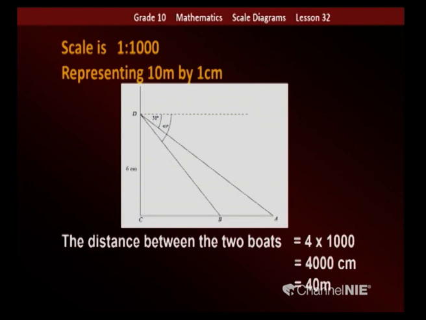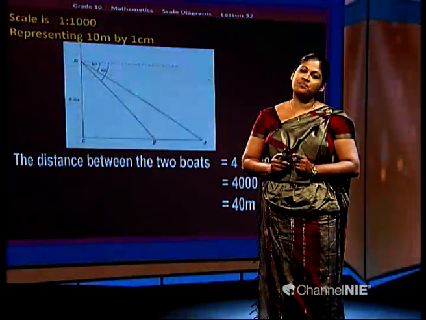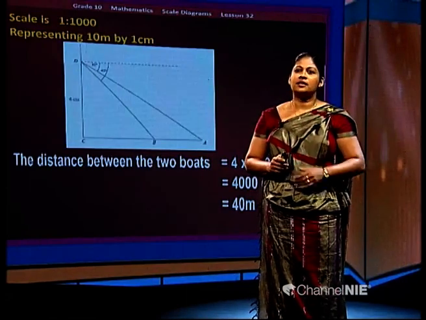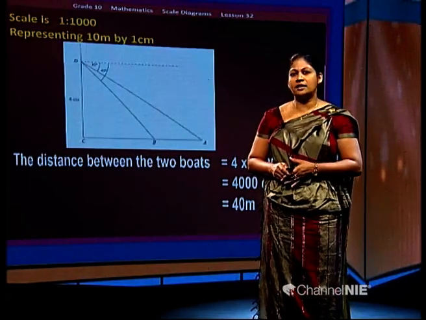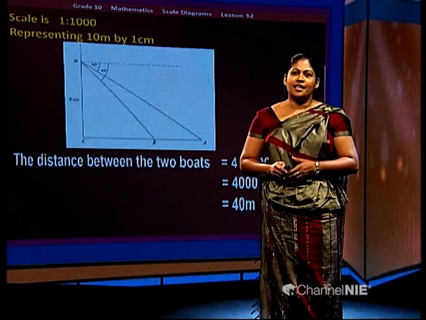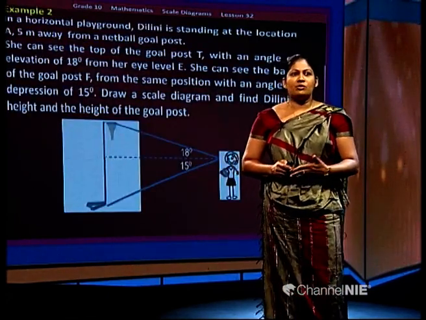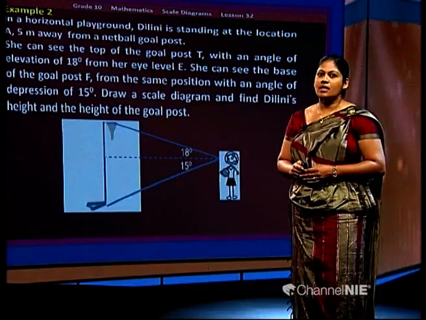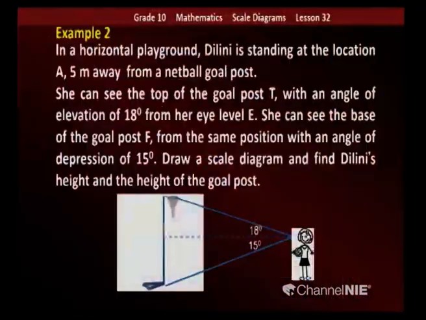The distance is 4000 centimeters. Now, I have to convert that into meters. How shall we? Usually, we divide this by 100. Then the answer is 40 meters. What is 40 there? The distance between the two boats. I think you got the idea. Okay. Now, we know how to draw scale diagrams in the vertical plane. Okay. Shall we discuss some more examples?